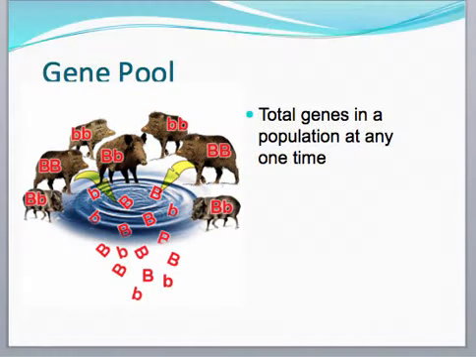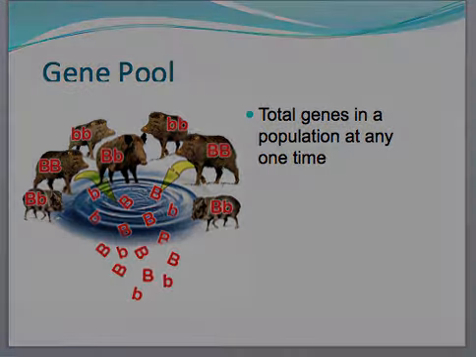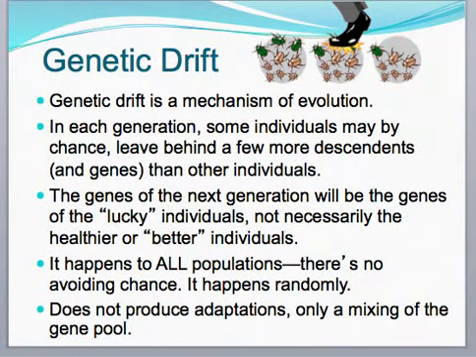The total number of genes in a population is known as the gene pool. The gene pool can increase or decrease as genetic variation takes place. Genes move in, genes move out, or new gene combinations are formed. Genetic drift is one of the mechanisms of evolution because it tells us one way in which evolution can happen.